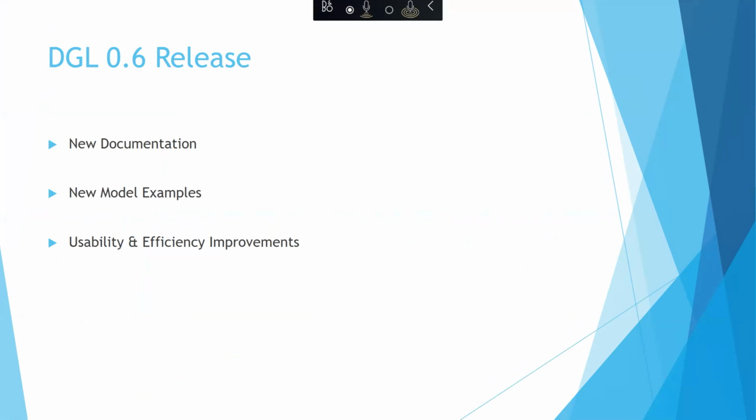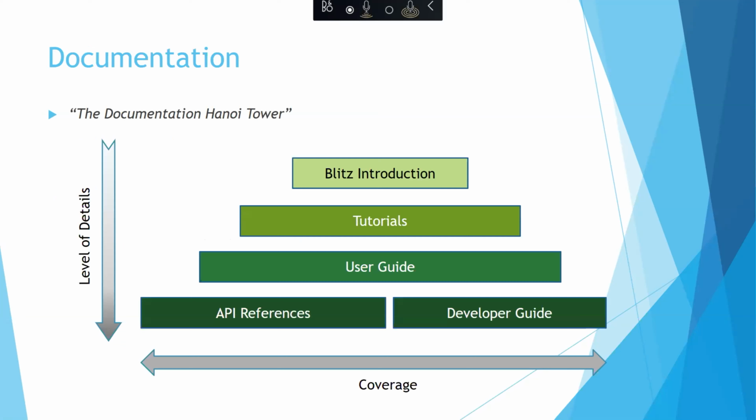So in this release, we'll bring actually improvement on several directions. First of all, new documentation, then new model examples, and also improvements on the system usability and efficiency. So first, documentation. So we know that documentation is very important for open source project, but writing a good set of documentation is always a very challenging thing.